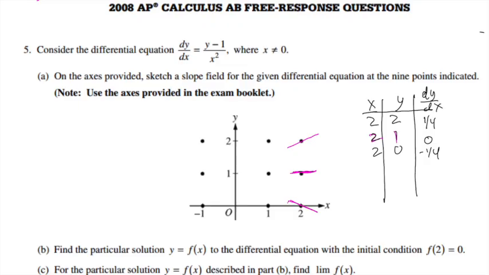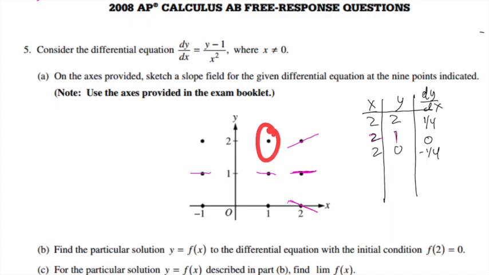Now, without doing all of these, when I plug in 1 on top, it's always going to be 0 over a number. So all of these slopes at y equals 1 are going to be 0. So it kind of makes it easy. Because again, no matter what x is, as long as it's not 0, 1 minus 1 is going to give you 0 over a number, which is 0. You just can't have x equals 0. That's why there's no points there.